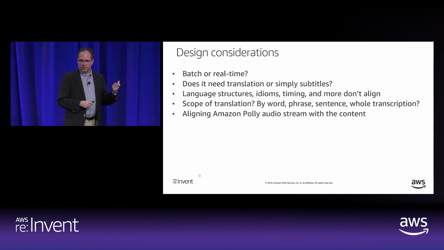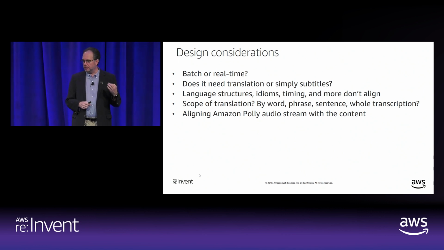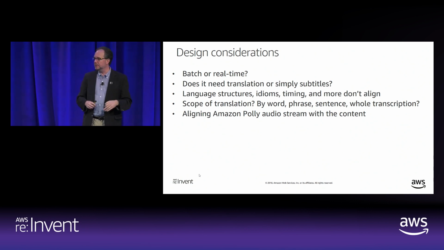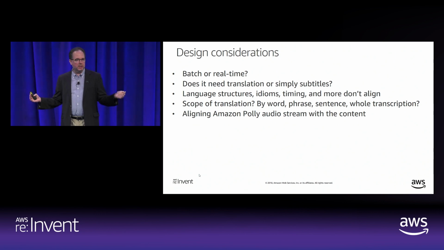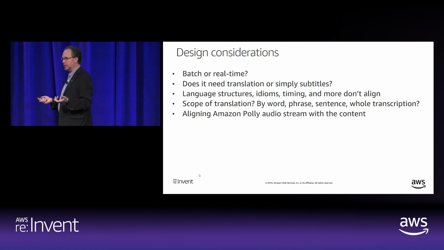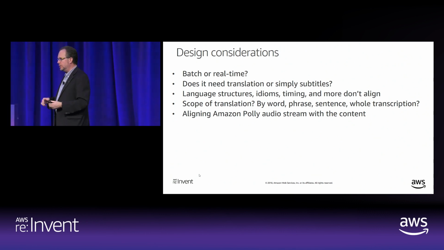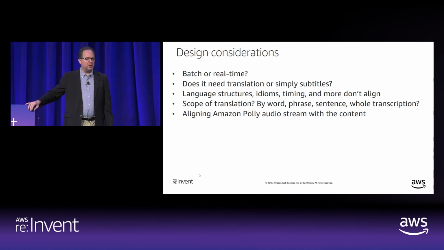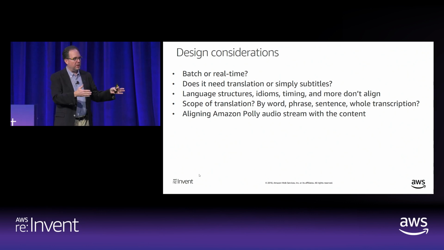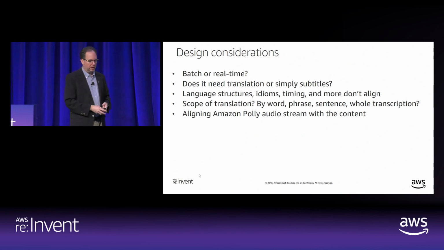What's the scope of translation? Should I do it word by word? Phrase by phrase? Sentence by sentence? Should I do the entire thing at one time? How should you do that? That's going to change the number of calls you make, but a specific limitation in the Translate API is that you can't send in more than 2,999 characters at a time. So if you're going to do the whole thing, you've got to break up the input into blocks of that size, and then you can get the output out and deal with that.